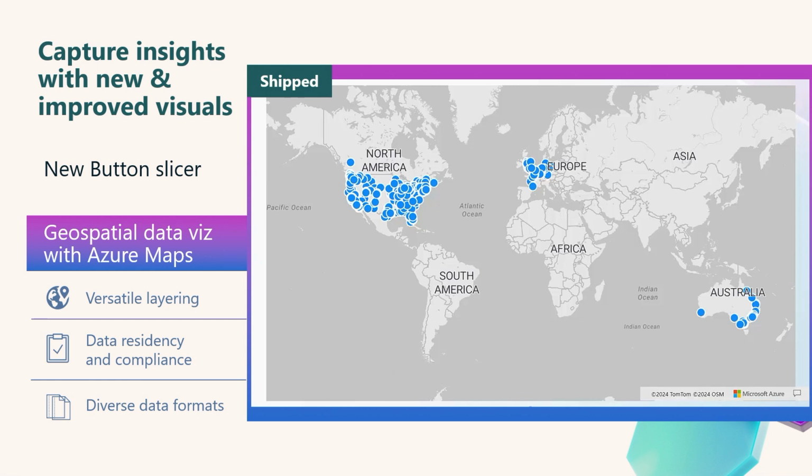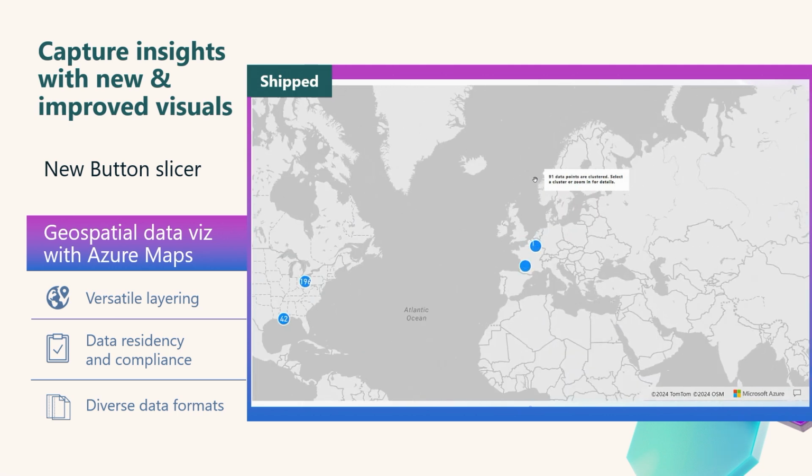Now, because we're unifying all of our functionality under Azure Maps, every improvement that we ship to our mapping visuals will come to you directly. And that includes new map layers, or new ways to visualize your data with the existing map layers. For example, we introduced data clustering.